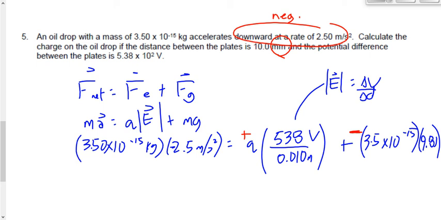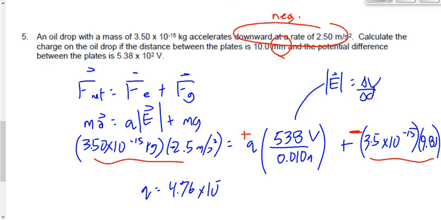Calculate this number. Take it over by adding. Calculate this number. Take it over by dividing. And we should end up getting a value here of 4.76 times 10 to the negative 19 coulombs.